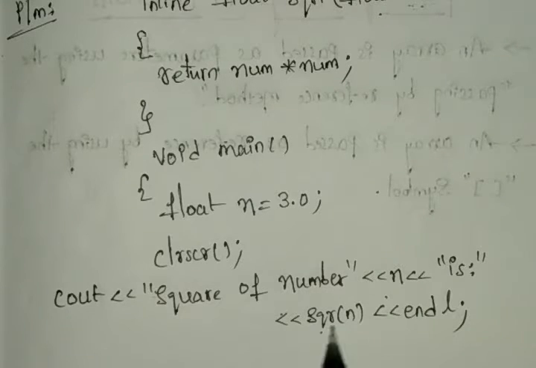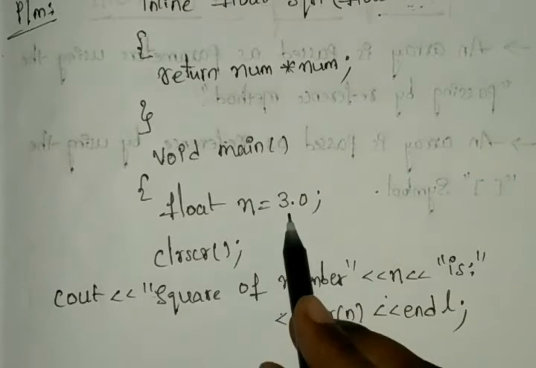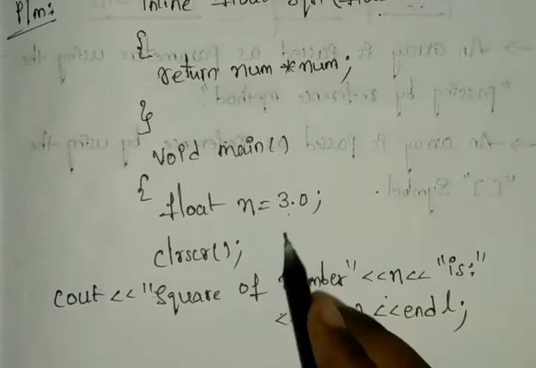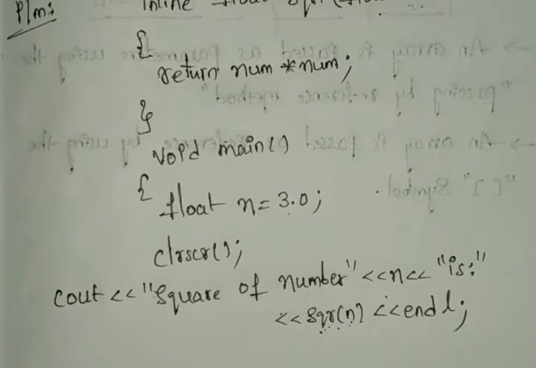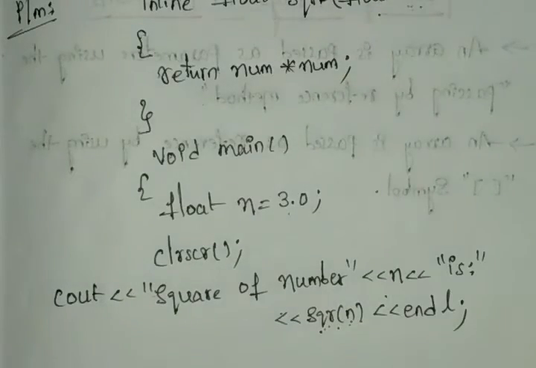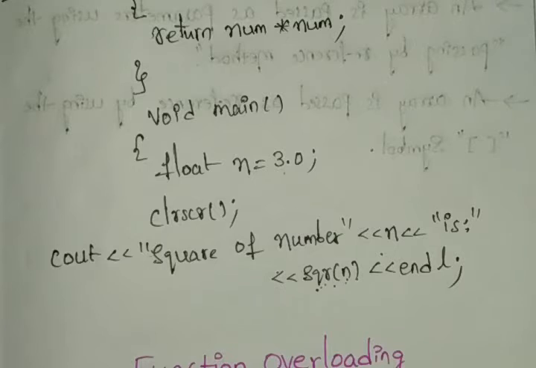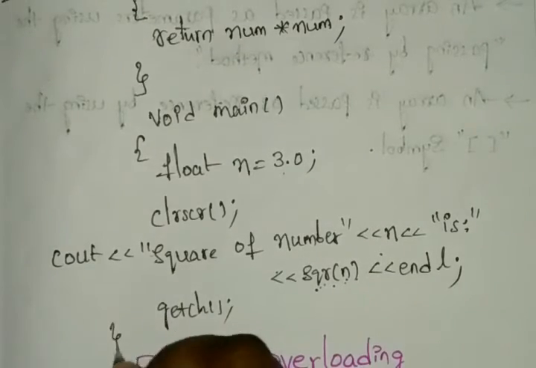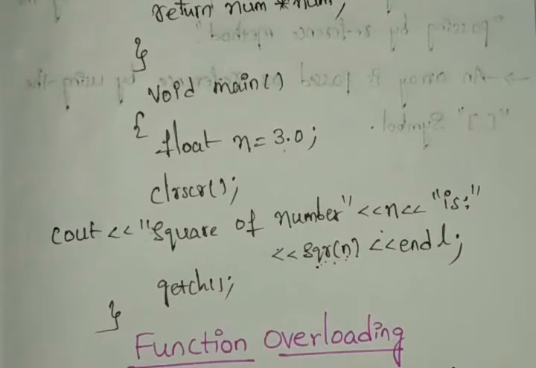So here n means whatever value we have, 3. This 3 comes in here as the n value. Square of the 3 we are taking, so not square root, we are just performing the square program. After that you just write getch and close this, and after that you close this.